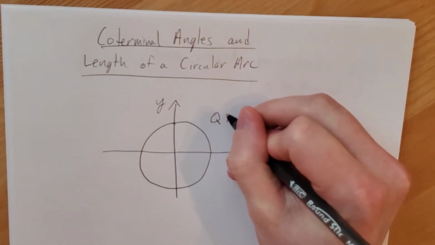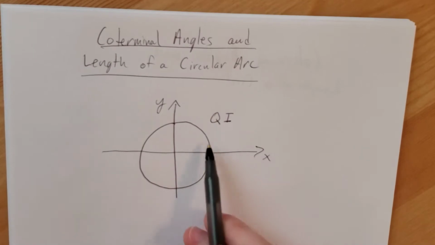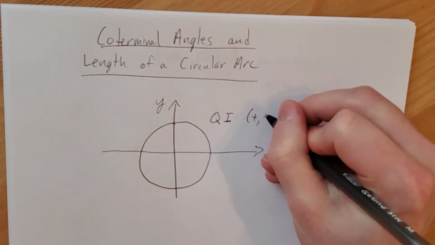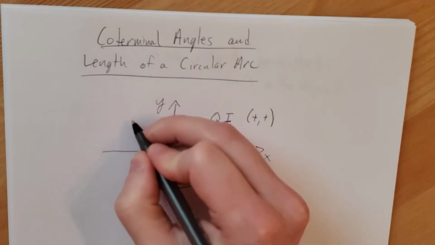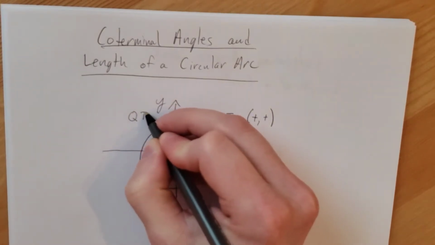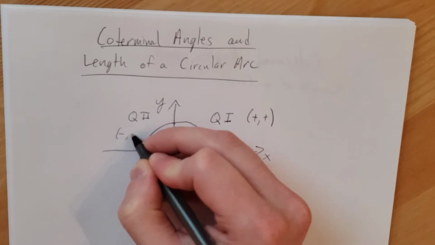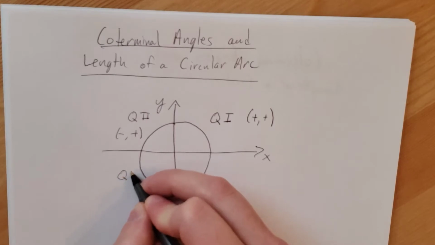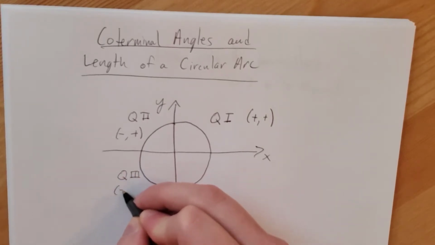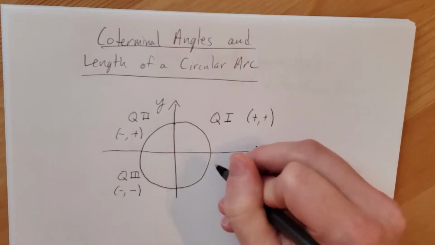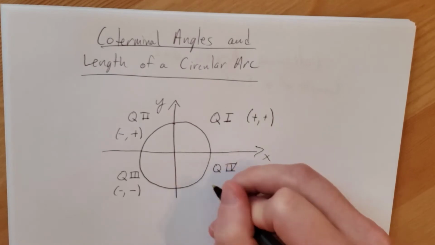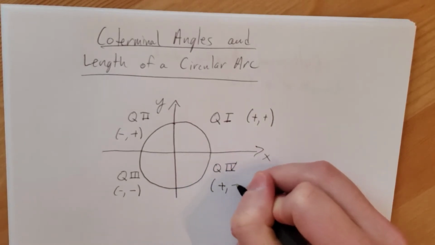We usually define quadrant 1 as the place that the x is positive and the y is positive. We have quadrant 2 in the top left, so x is negative, y is positive. We have quadrant 3 in the bottom left, so both x and y are negative. And we have quadrant 4 down in the bottom right, and so x is positive, y is negative.